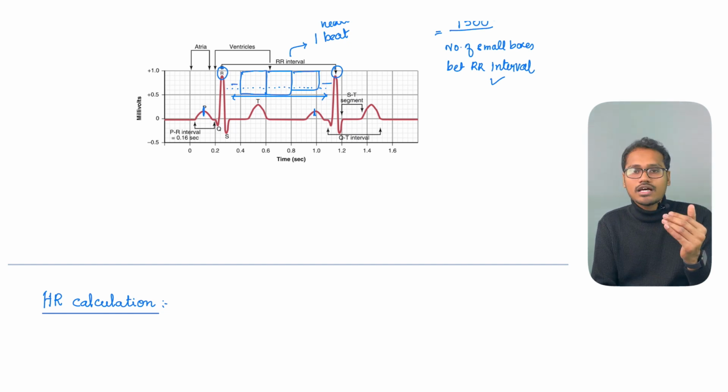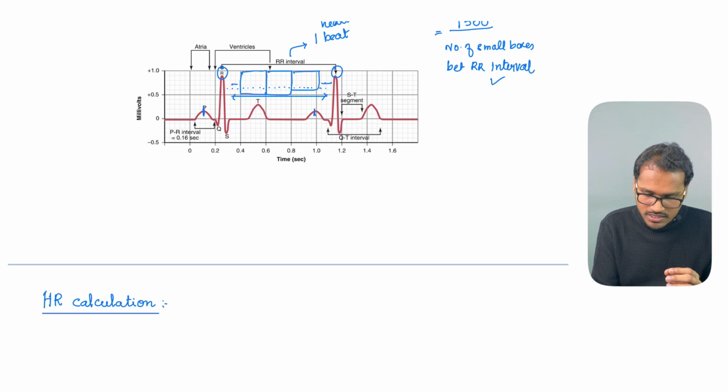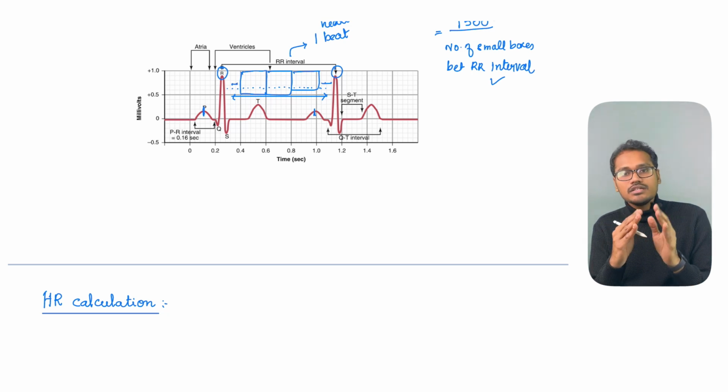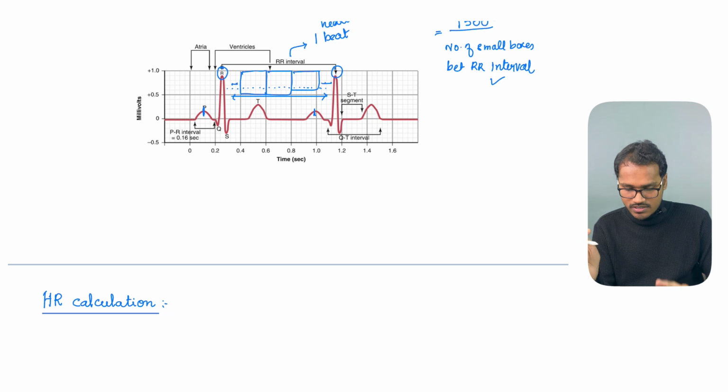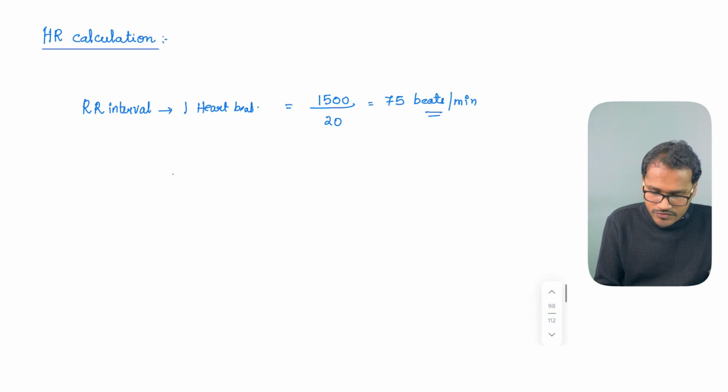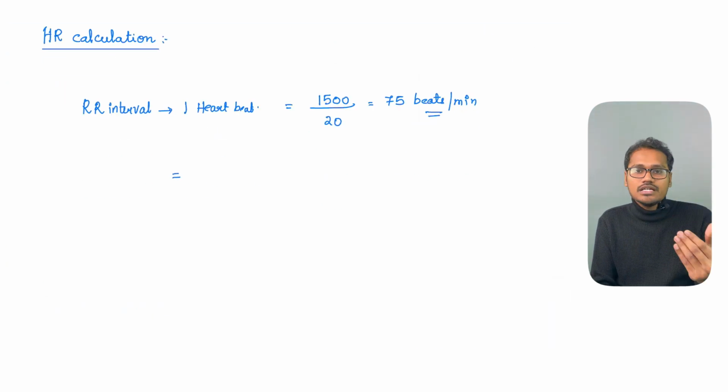Totally around 4 large boxes. 3 small boxes are here and 2 here. So I am merging them together. So it is around 4 large boxes. So instead of smaller boxes, I can do this with the larger boxes.